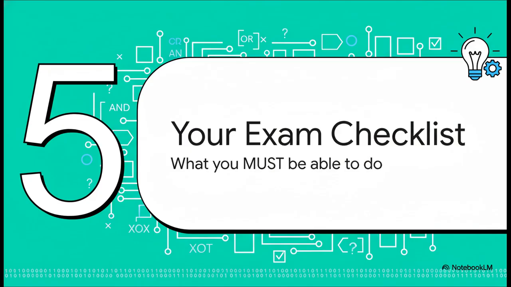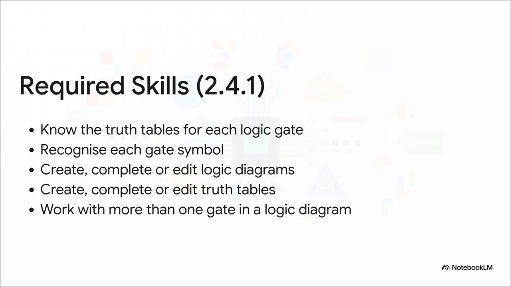So, when it comes right down to it, what do the examiners actually want you to be able to do? Let's make this super clear. This is your personal revision checklist, taken right from the official specification. Okay, focus your energy on these 5 things. You have to know the truth tables and symbols for AND, OR, and NOT like the back of your hand. You've also got to be comfortable creating or fixing logic diagrams and truth tables. And most importantly, you need to be able to handle diagrams that have more than one gate. If you can nail these 5 skills, you are going to be in fantastic shape for the exam.